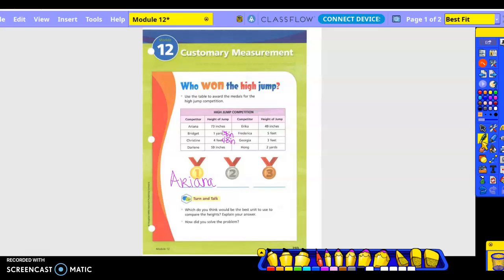5 feet would be how many inches? So 5 times 12 is 60 inches. And then 3 feet is how many inches? 36 inches. And then 2 yards is how many inches? There's 36 in a yard. So 36 times 2 would be 72 inches. So who has the next longest one? Okay, what about third? Frederick got it.